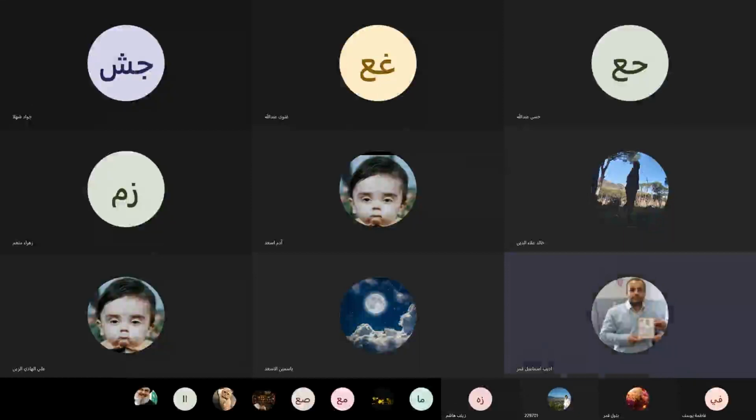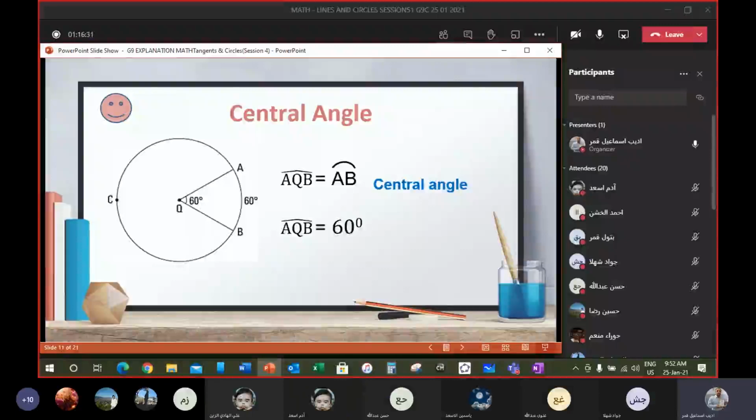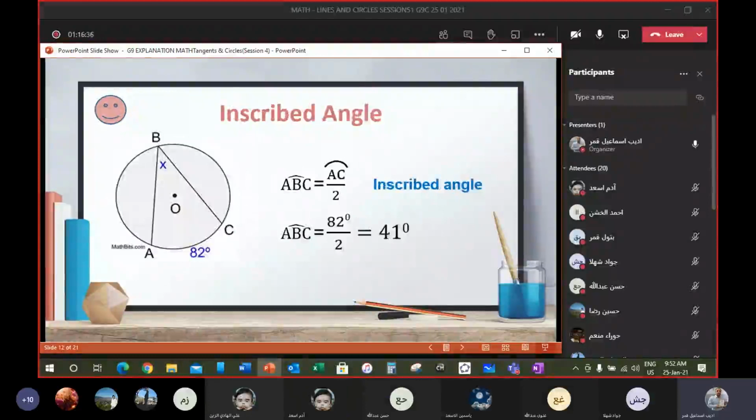A central angle is the angle whose vertex is the center of the circle, and it is equal to the arc subtended to it. An inscribed angle is an angle whose vertex is on the circle, and it is equal to the measure of the arc subtended to it over 2, like in this example.